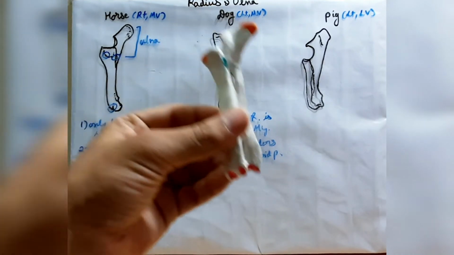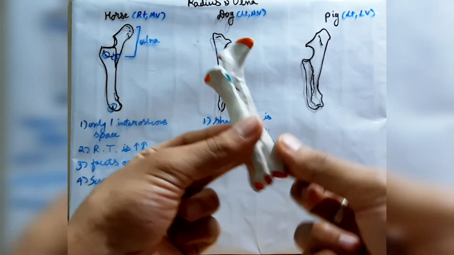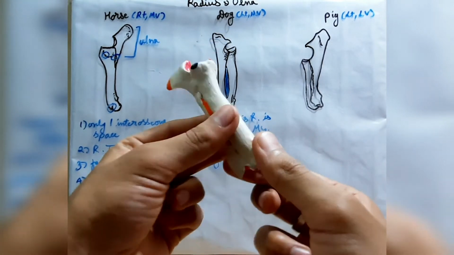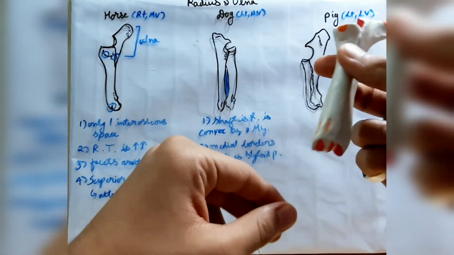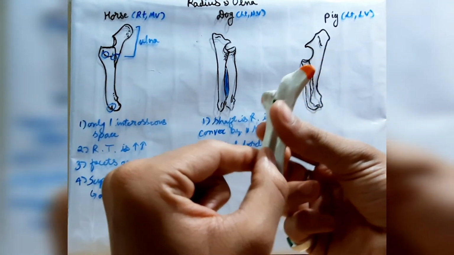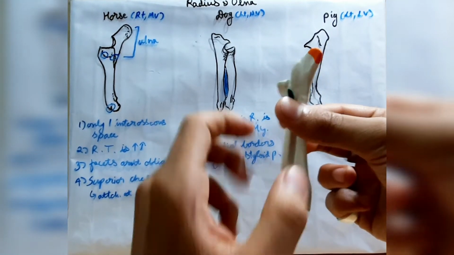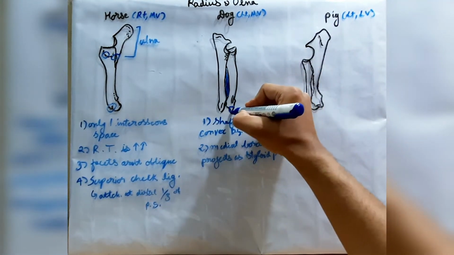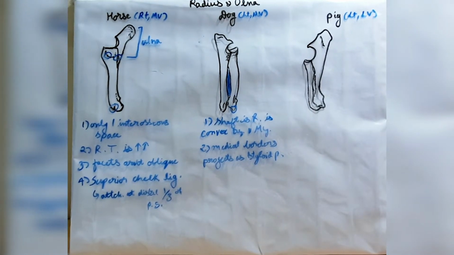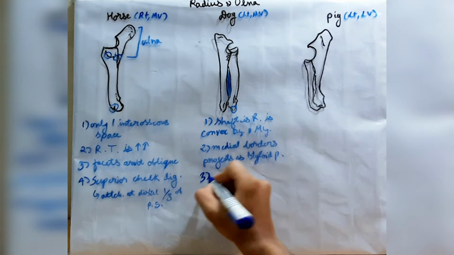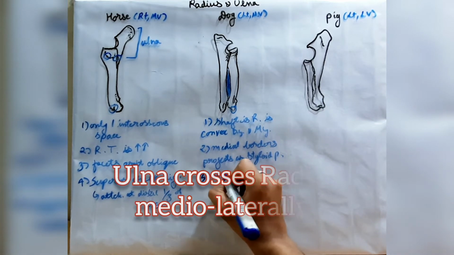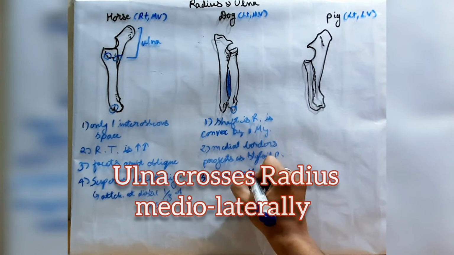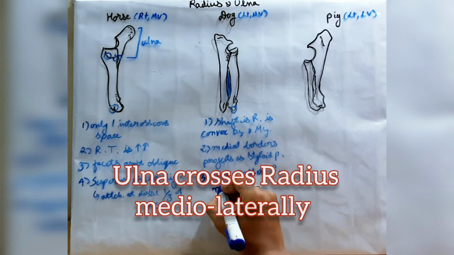In case of ox, we discussed that we have styloid process of the ulna. In some texts this point is also known as styloid process of the radius, but it is not developed. But in case of dog, you will see that the medial border here will project downward as the styloid process. Now we will start ulna. The third point is that the ulna crosses the radius bone mediolaterally. Ulna crosses radius mediolaterally.